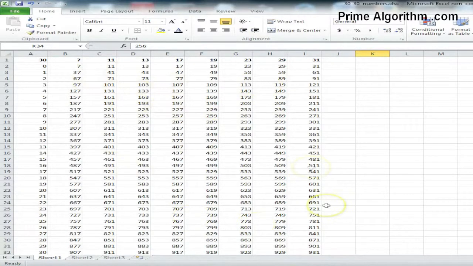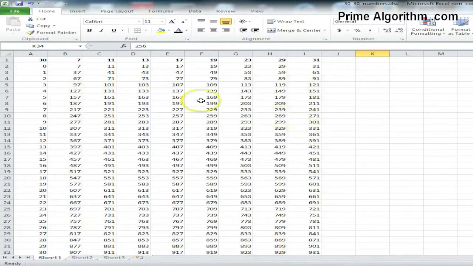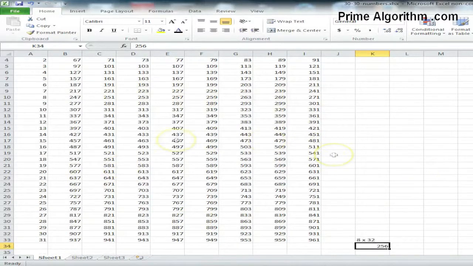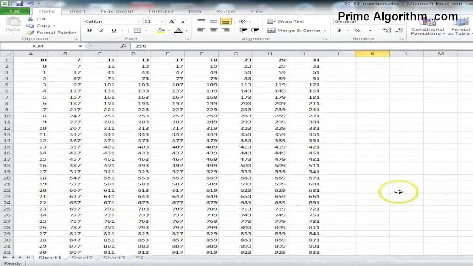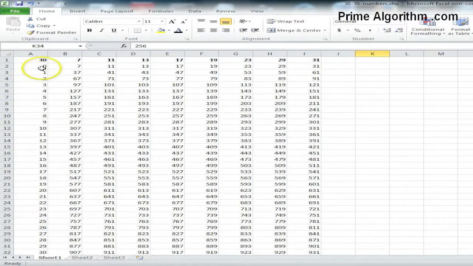So what this chart shows is the potential prime candidate field. It is 32 rows of numbers by 8 columns, 256 potential prime numbers. Every prime above 5 is going to exist somewhere in this field of 256 numbers for the first 0 through 31 rows.